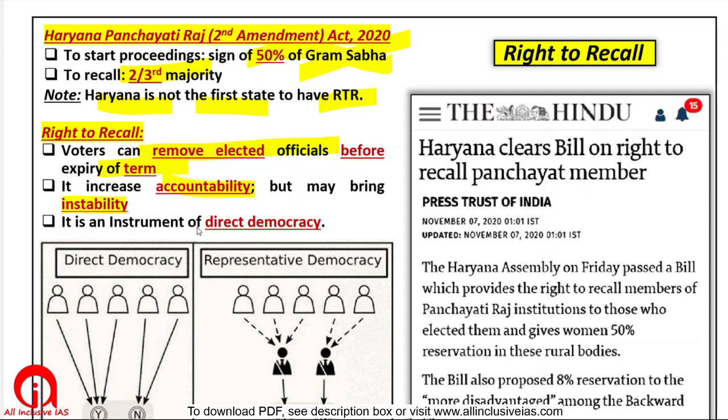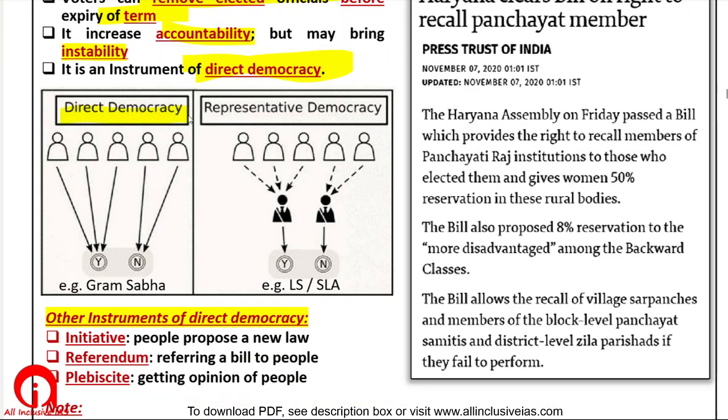Now, right to recall is an instrument of direct democracy. See, direct democracy simply means these are people, and people are voting on some issue that either we want this thing or we don't want this thing. That is direct democracy. So people are voting whether we want this person or we want this person to be removed. Representative democracy: in representative democracy, people elect the representatives and representatives take the decisions. We elect our MPs, MLAs, and they take the decision in the parliament.